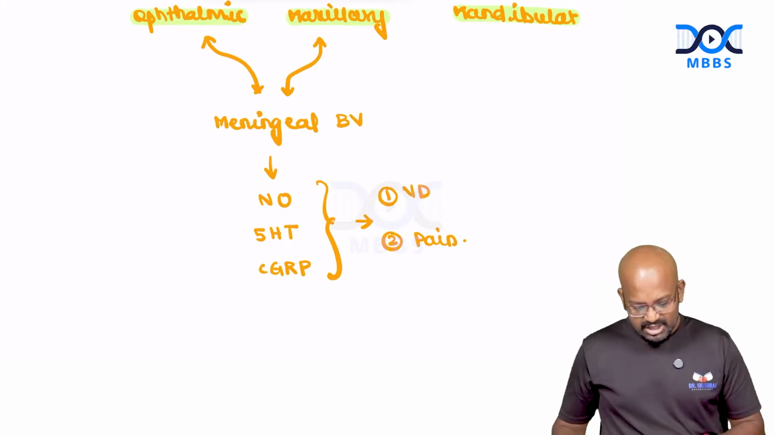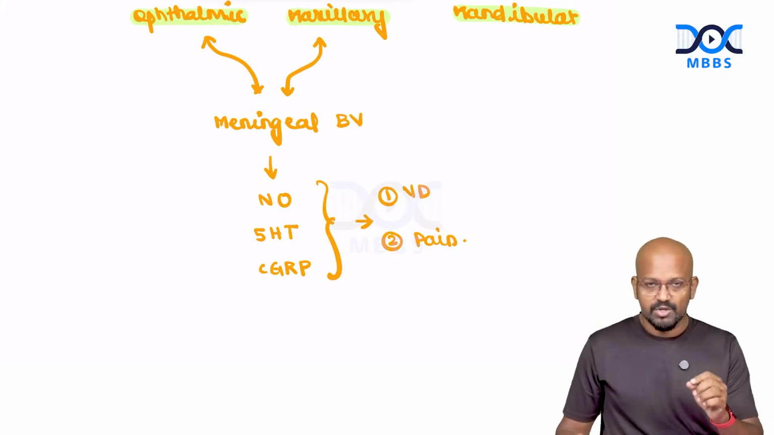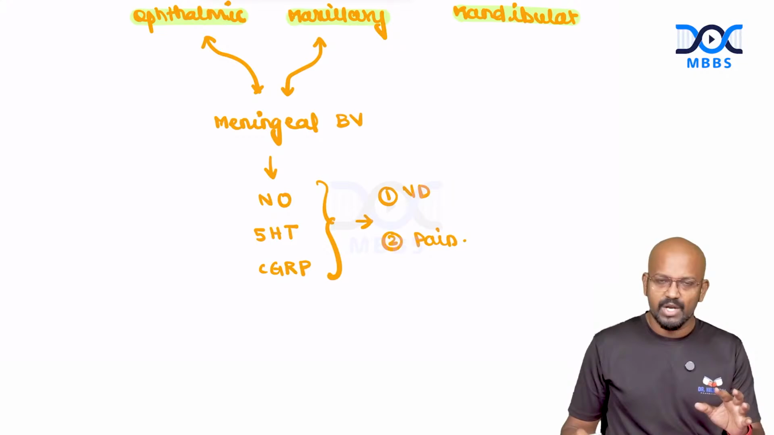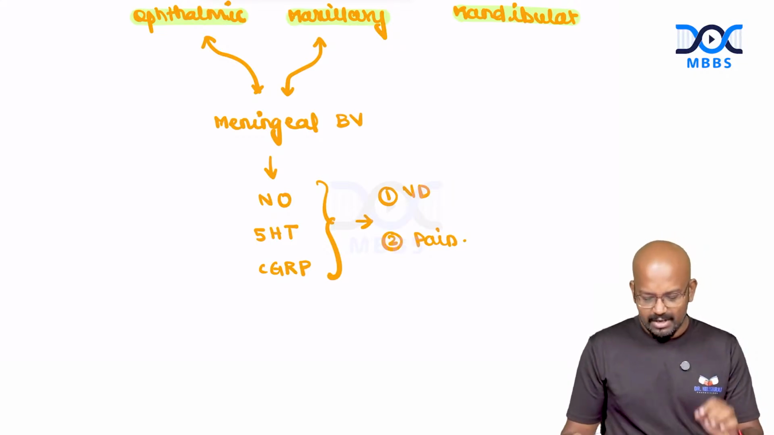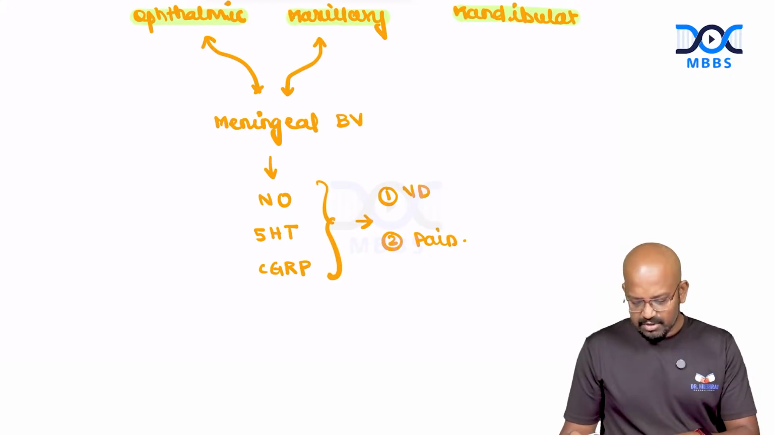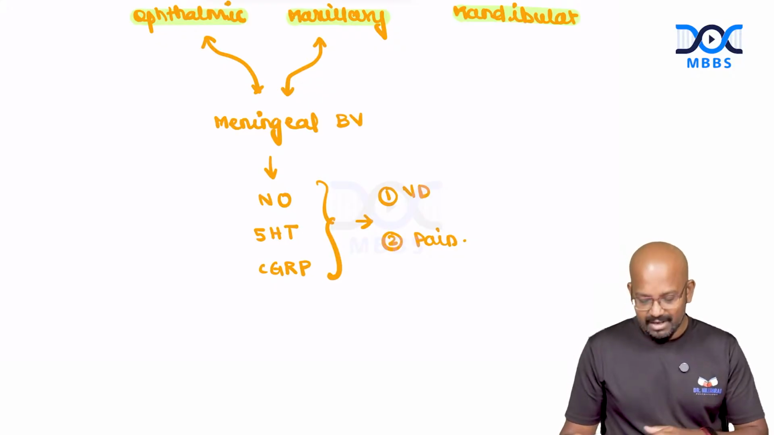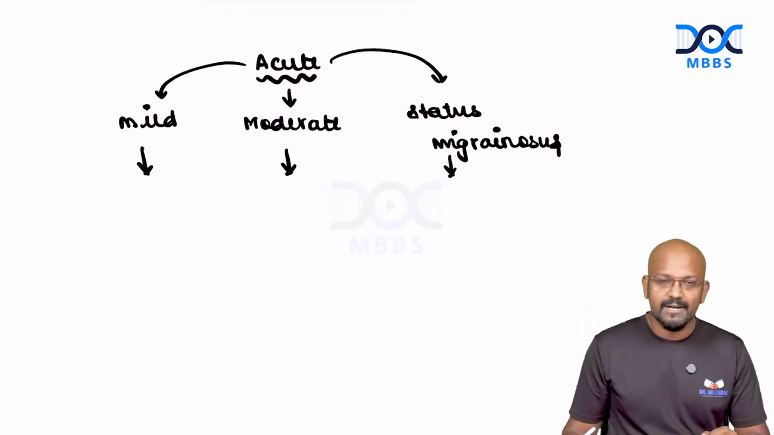So whenever the question is asked, you have to write down this pathophysiology or draw this diagram where we are explaining how migraine pain is getting developed. With this knowledge, we'll proceed further. We'll discuss how to treat migraine. We'll start with acute migraine, guys.